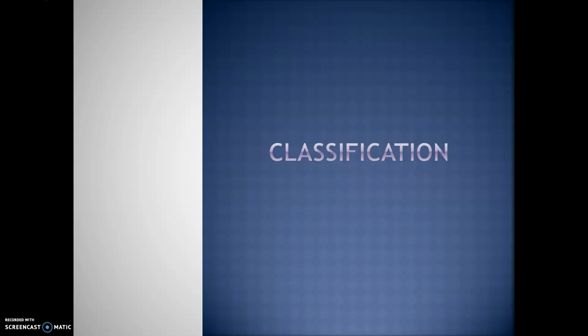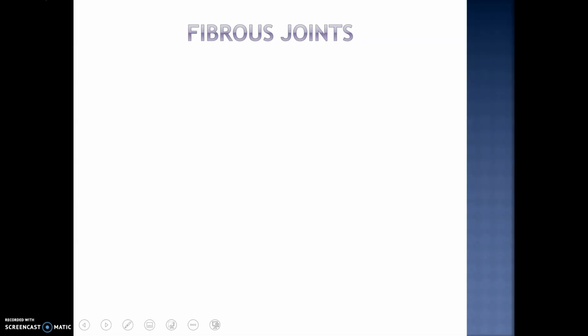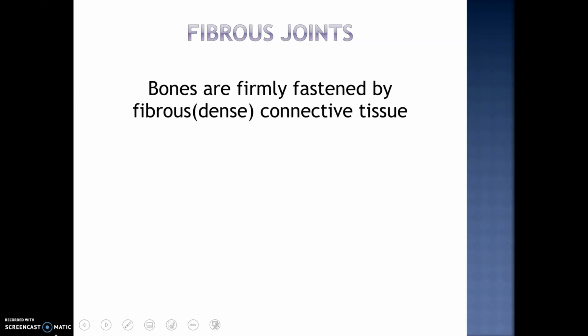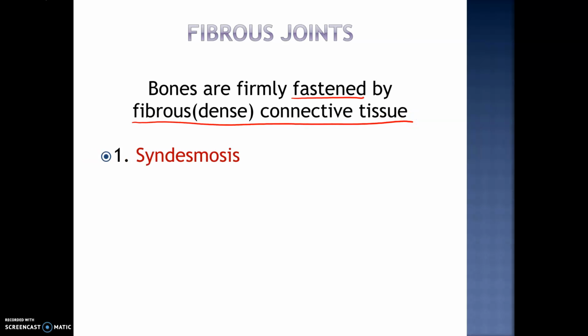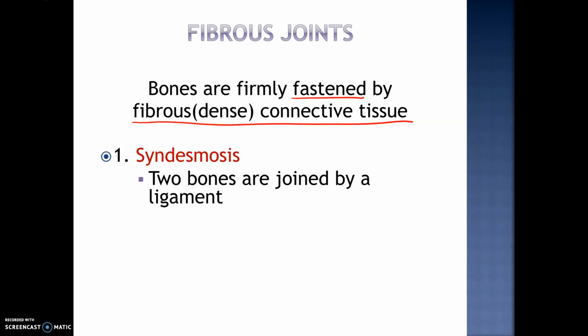There's 3 different classifications that we're going to give to joints. So our first is going to be fibrous joints. So these are bones that are firmly fastened, not connected. Well, they are connected, but they aren't fused bones. They're fastened by this fibrous, dense connective tissue. Those would be fibrous joints. So some different ones are syndesmoses. This is 2 bones joined by a ligament.